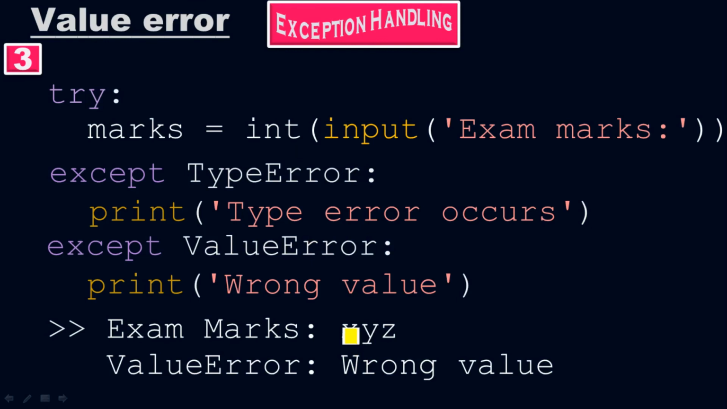Look, this is variable. X, Y, Z are variables. So when you plug in X, Y, Z and then press the enter button, you will get value error. Value error is here, which is the second choice. And also with the print statement, wrong value. So the program automatically jumps to the next choice. It will skip the first choice because it is not the type error, it is a value error.